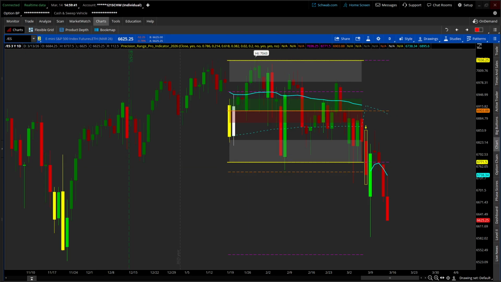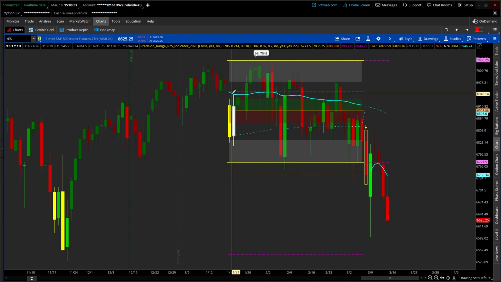When price finally breaks the range, the indicator prints a breakout activation signal, which is what you're seeing right here. Your arrow and this yellow box is drawn around it. At that point, the Precision Range Pro resets as an anchor VWAP, which helps track the strength of the new move. This makes it easier to identify whether the breakout is gaining momentum or starting to fade.